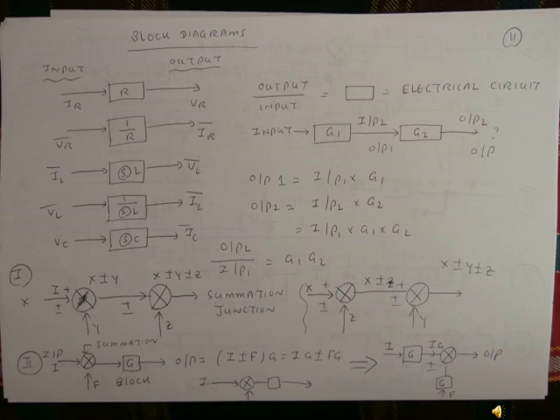Also, number 2: the input is a current I and the other input is F, and the summation output goes through G, so the output will be I plus or minus F multiplied by G, that is IG plus or minus FG. That one can also be represented by another equivalent diagram: I multiplied by G gives IG, and F multiplied by G gives FG, so with the plus or minus function, that will be the final output.